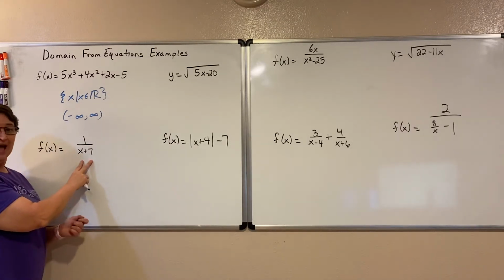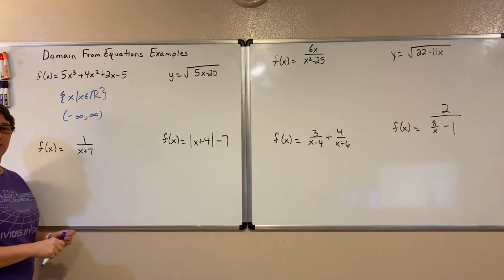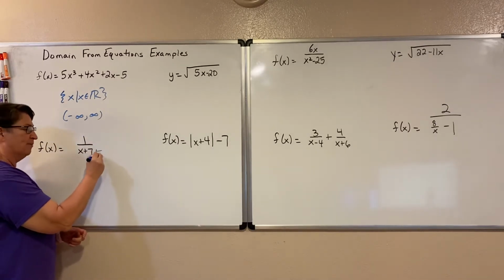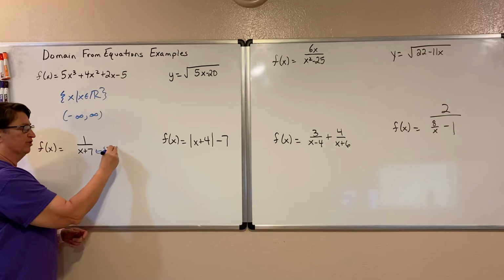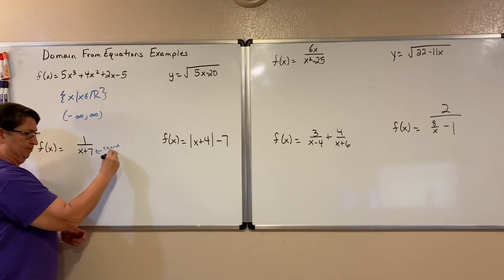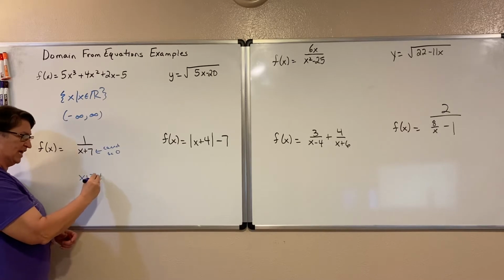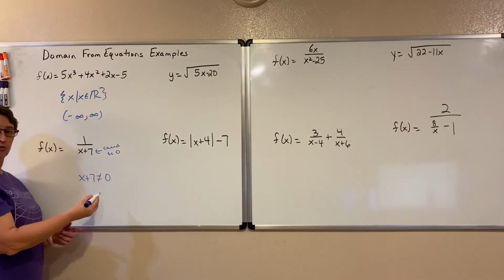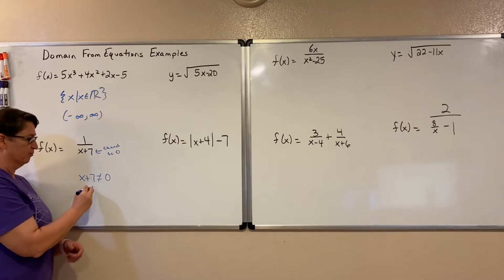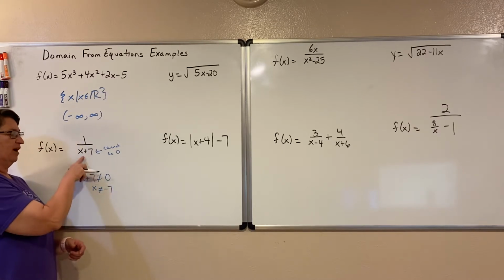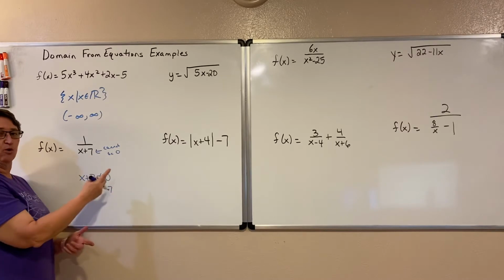Here, this is a rational function. My x is in the denominator. That's one of the ones with the restriction. The denominator here cannot be equal to 0. So therefore, we just take our denominator and we set it not equal to 0 and we solve. So subtract 7 from both sides, and x cannot be equal to negative 7. If I put negative 7 in here, I get 0 on the bottom.